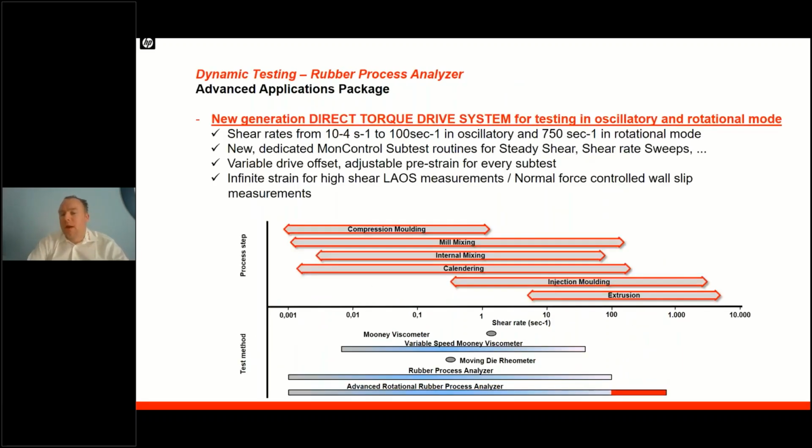Also, the RPA was not successful in covering all related shear rates to rubber-relevant processing steps, especially injection molding, extrusion, mixing, and calendering processes, which had always been a challenge to simulate with the RPA due to the shear rate limitations in oscillatory mode.